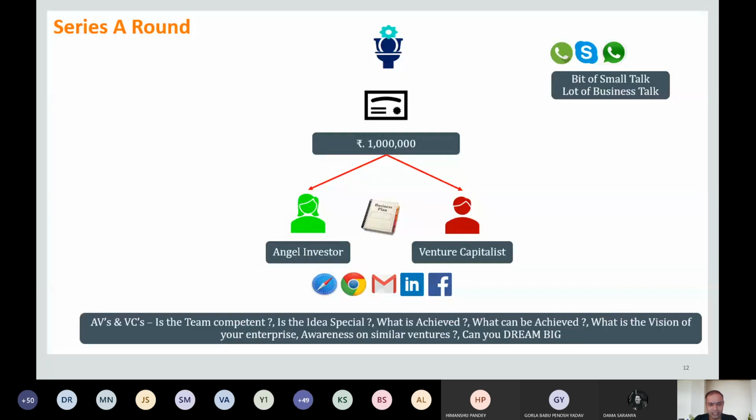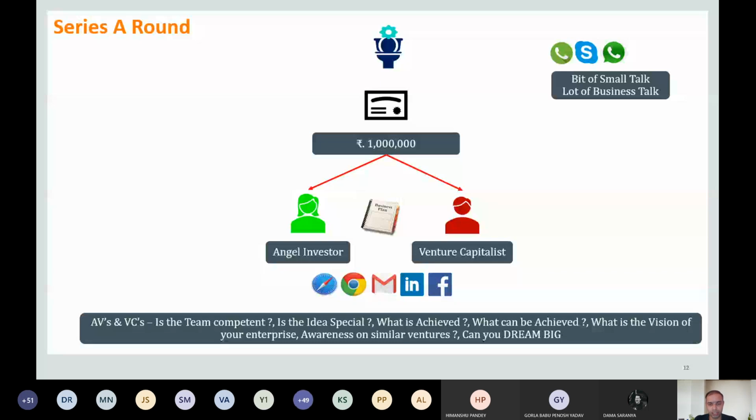So the venture investors and the venture capitalists, before investing, will be looking for your team competency. Whether your idea is special, whether you can achieve that idea, what you have achieved earlier, what the vision of your enterprise is. Are you aware of similar ventures? Whether you have any competitor, whether you have a clear idea what your competitor is doing, and whether you are able to dream big.